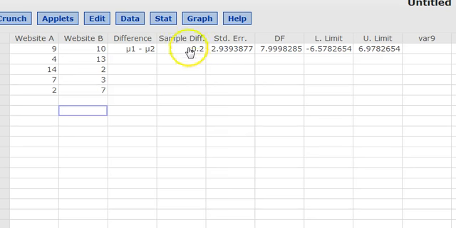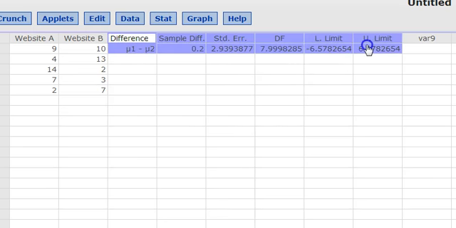Now I'll lift up our screen again so you can see. Here are the results. We see that our sample mean difference is 0.2. Standard error 2.939. Our degrees of freedom are 8, 7.999. Lower limit is negative 6.58. Upper limit is positive 6.98. So negative 6.58, positive 6.98. I'm going to select these and then copy them again with a keystroke and paste them back into my Excel document.